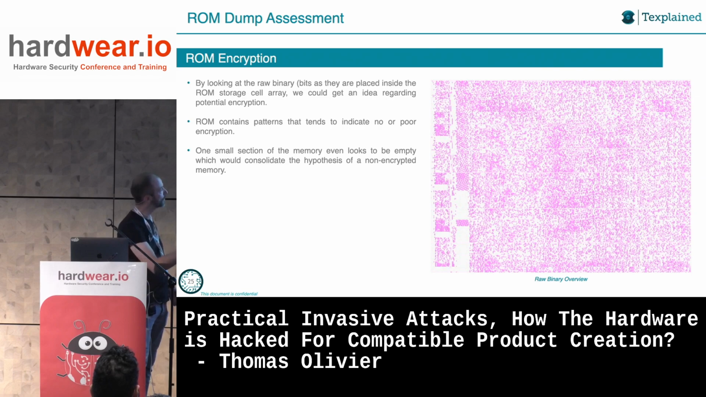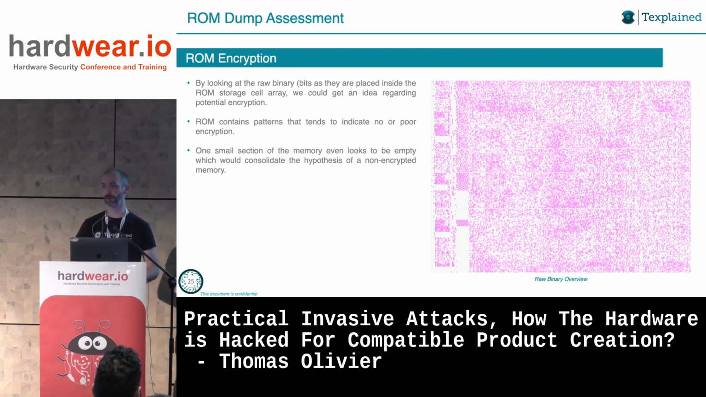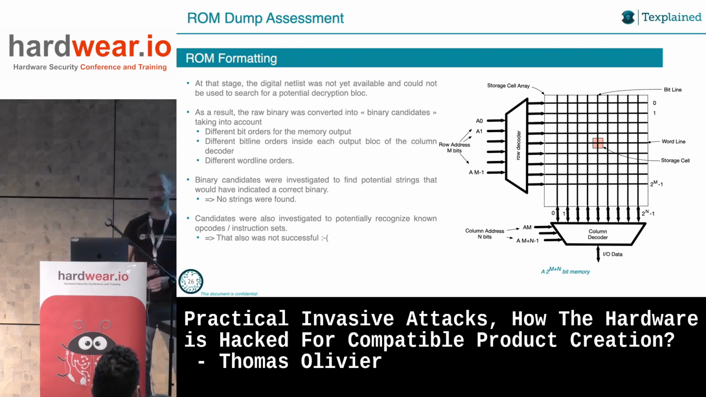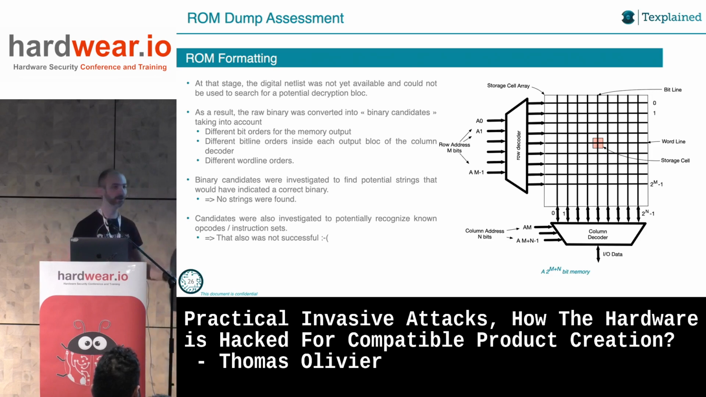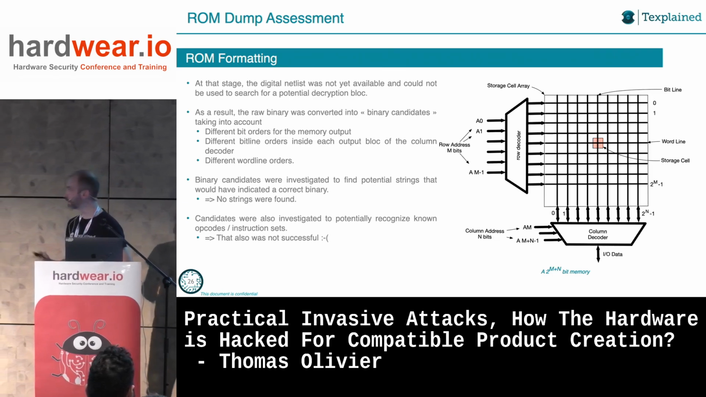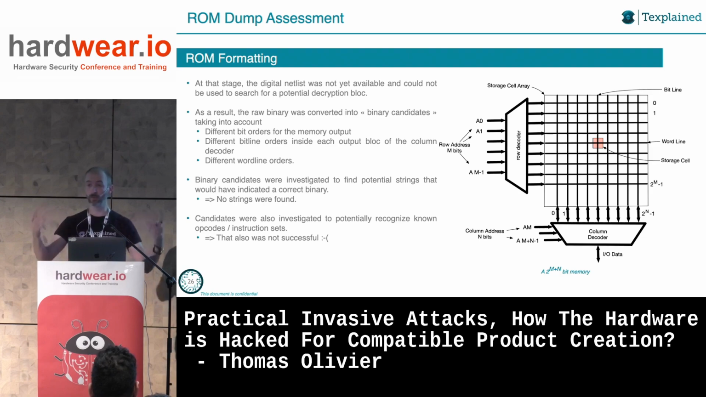But here you can see that there are a lot of patterns, and there's even an empty area at the very end of the ROM. And that suggests something which is very uncommon with secure elements: that the ROM is not encrypted. So from this stage, we decided, if the ROM is not encrypted, let's convert this raw binary to the proper binary, right? And we tried pretty hard. We tried different bit orders, different orders for the bit lines, the word lines, everything that can be used to scramble the ROM data. We got a few binaries that we could test, and we were looking for strings, no strings. We were looking for known opcodes, and guess what? No opcodes either. So we are at a stage where we think that the ROM is not encrypted, but we cannot make sense of it, because of all of the scrambling and maybe some other things that we didn't see yet.